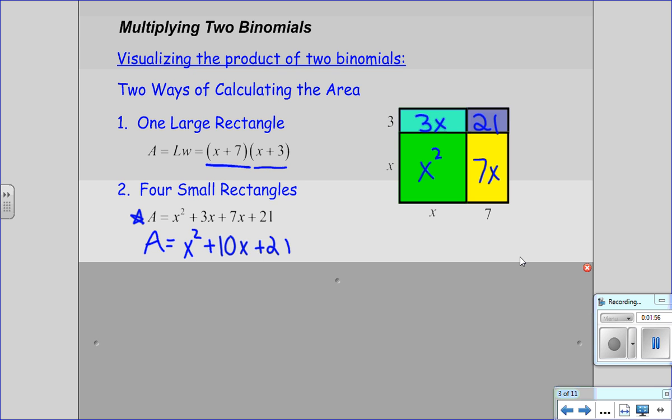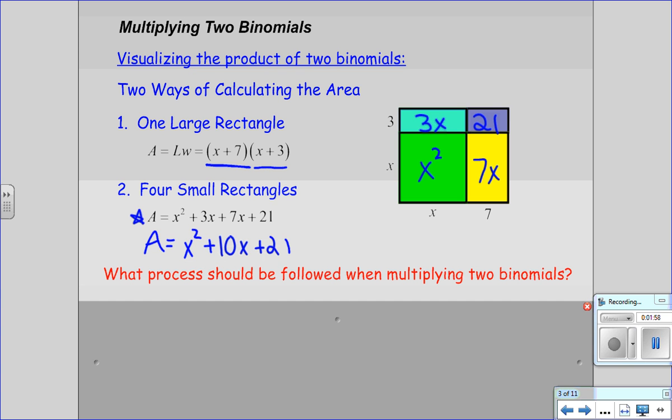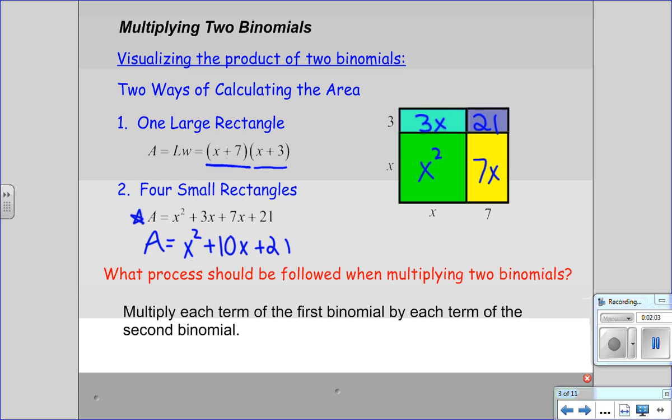So what does this mean about multiplying two binomials? What process could we follow now that we understand this? Well, we could see that multiplying each term of the first binomial by each term of the second binomial is essentially what we've done. X times x, x times 3, 7 times x, and 7 times 3. We're distributing each term of the first and multiplying with each term of the second.